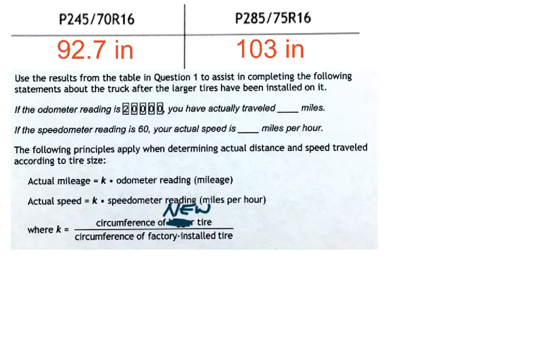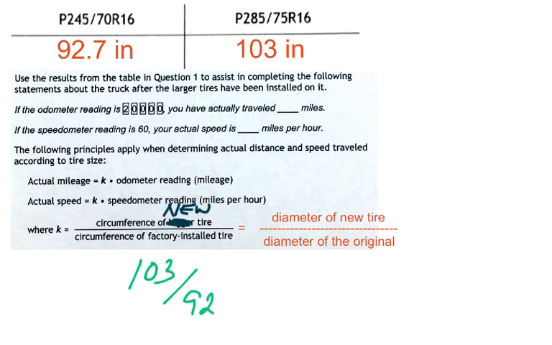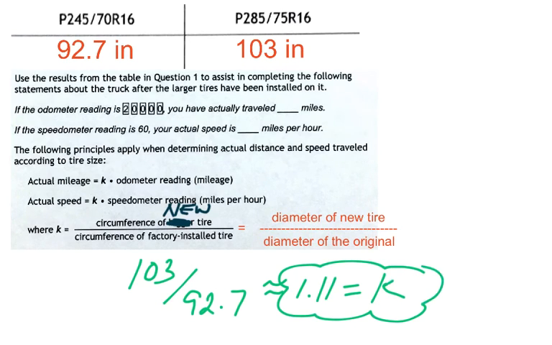We're going to take the circumference of the new tire, because sometimes your tire might be a little smaller than the tire the factory puts on the car. But you can also use the diameter of the new tire compared to the diameter of the original. You don't have to go with circumference unless the questions are asking you to get circumference, because diameter divided by diameter is the same ratio as circumference divided by circumference. So what we did earlier, we did 103 divided by 92.7, and we got approximately 1.11, and that is K. That is our K, our constant of proportionality.